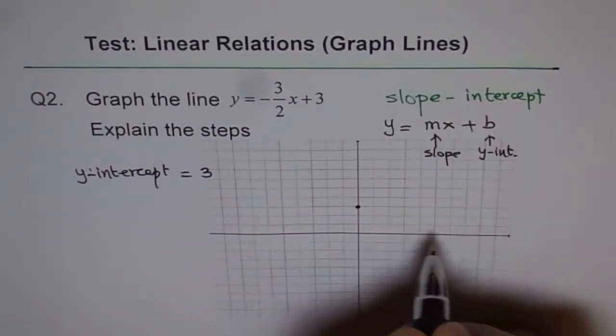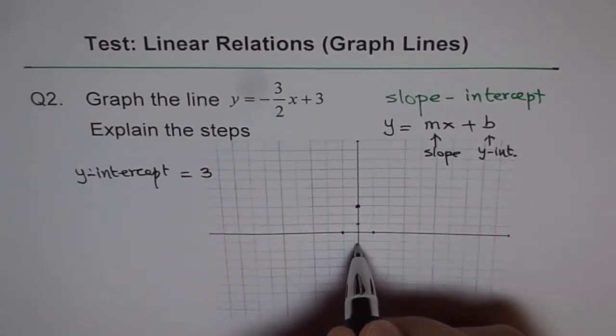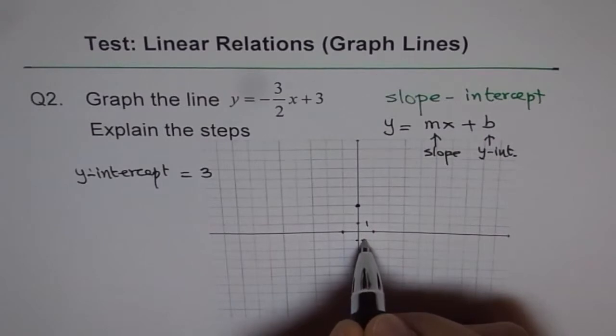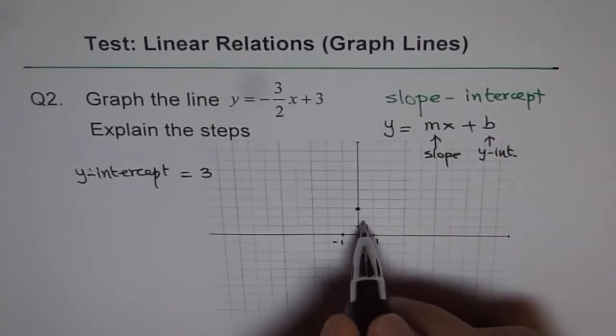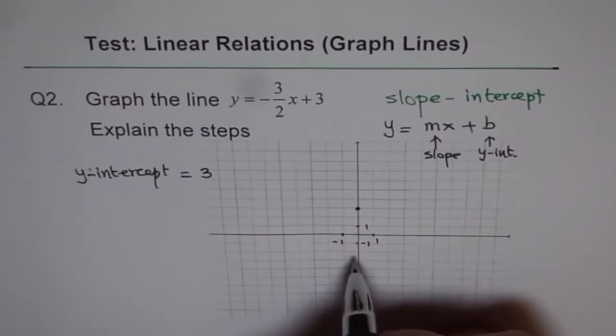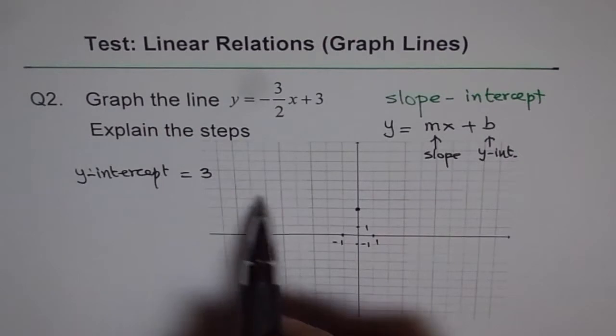So we are assuming in all our graphs that each unit here is representing 1, right? So this is 1, this is minus 1, right? This is minus 1 and this is 1. So if I am not writing this, assume each unit to be 1, okay? So we have y-intercept and the first point, which is 3.